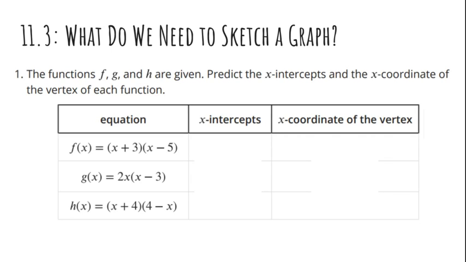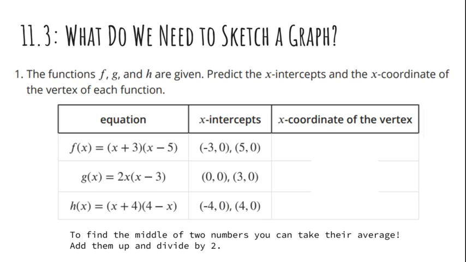11.3, we're given 3 different functions, and we want to find the x-intercepts and the x-coordinates of the vertex for each. Well, the x-intercepts, we got that, no problem now. There it is. To find the x-coordinate of the vertex, we need to find the middle of those x-intercepts. So to find the middle, the easiest way is actually just to take the average of those 2 numbers.